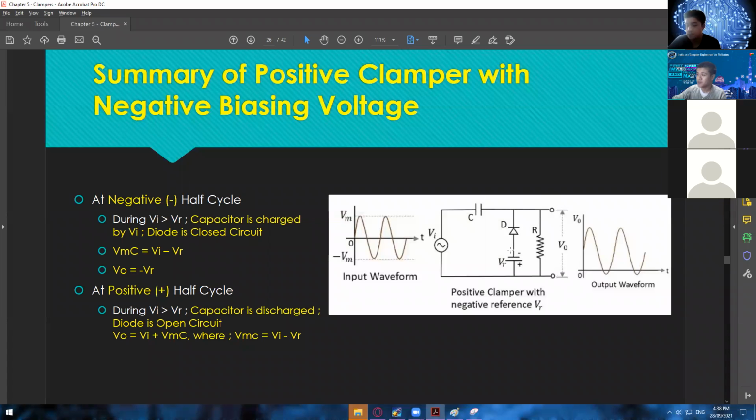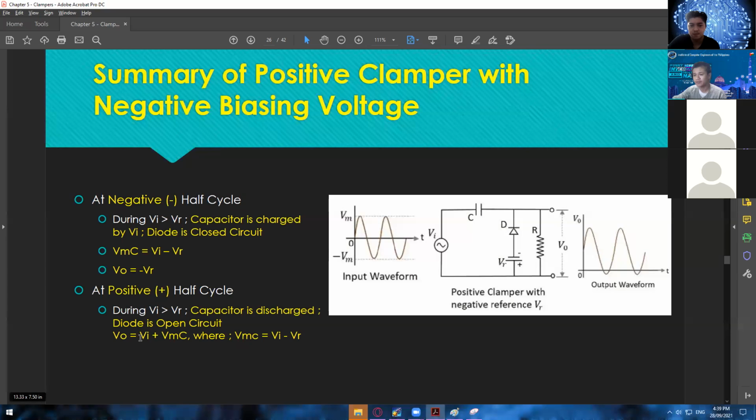Because if you're going to imagine how come that this VR will affect our capacitance value, well, that is because once VI became higher than VR, it will still flow on this VR right here. So we have to deduct this contradicting or opposing voltage. So VI minus VR. And then our voltage output will be this negative VR right here, or this reference voltage. And then as usual for the positive half cycle, so this is now the time that it will discharge the capacitance value.